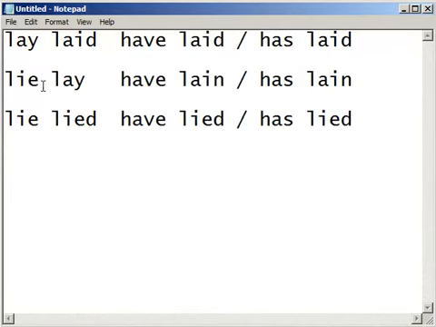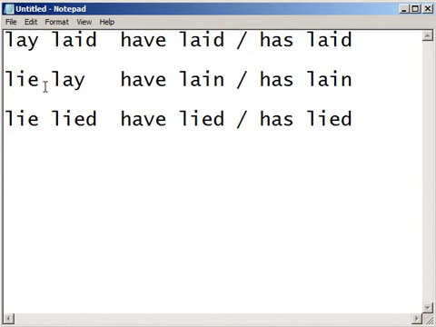Now the verb to lie is what's known as an intransitive verb. Now what this means is that it can't take a direct object. So it's impossible to lie something. I can't lie a pen, I can't lie a book. The verb to lie only refers to and talks about the person doing the lying. So I lie on a bed, he lies on the ground.